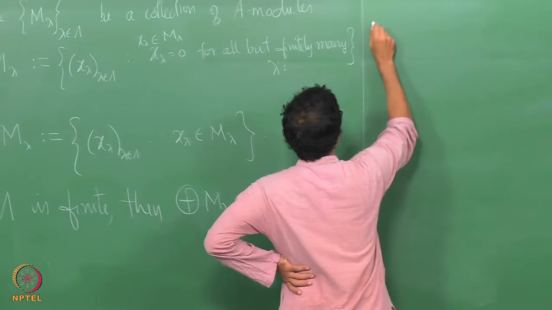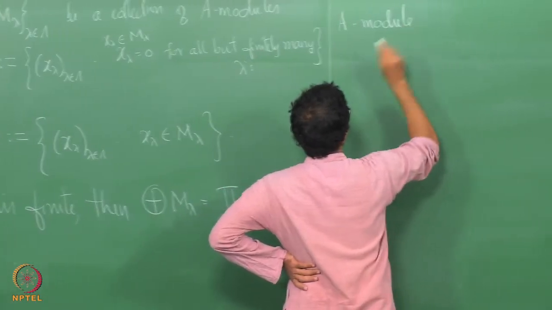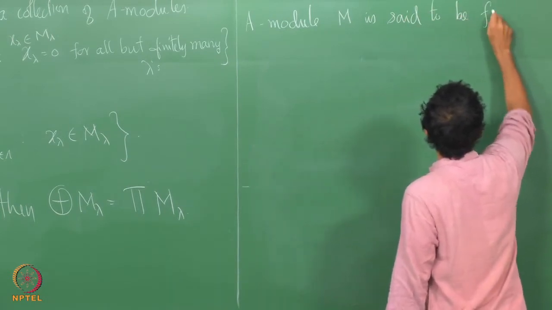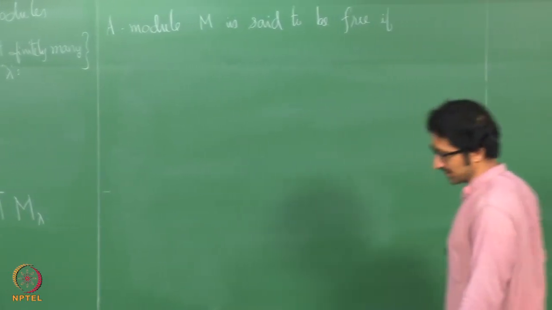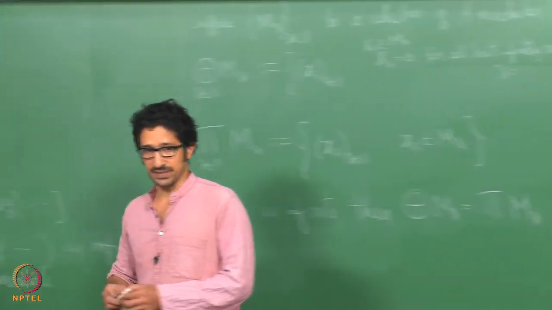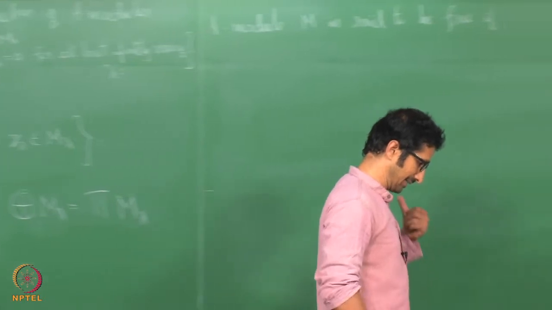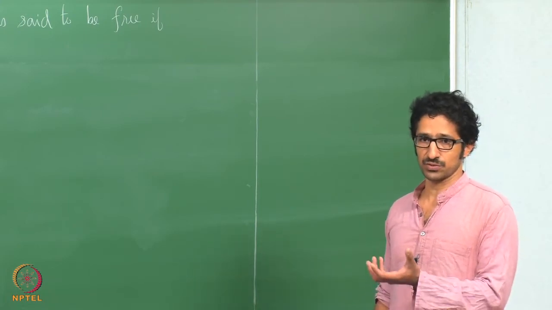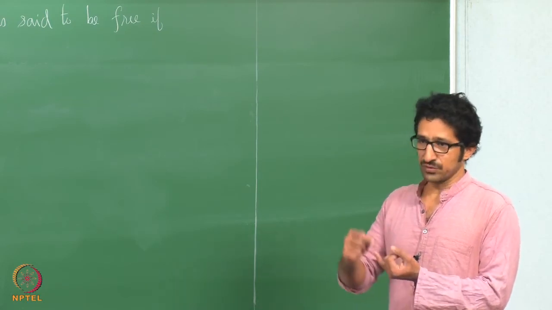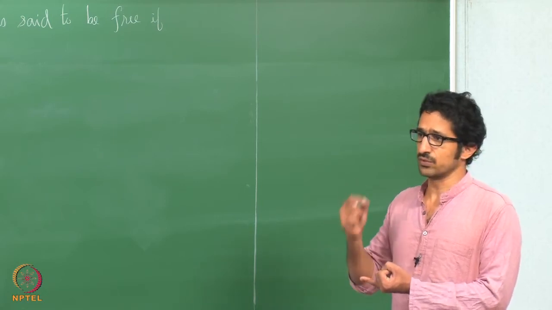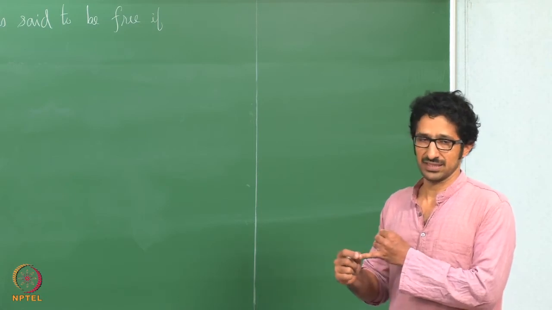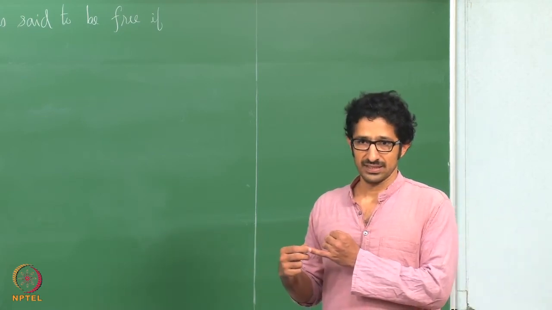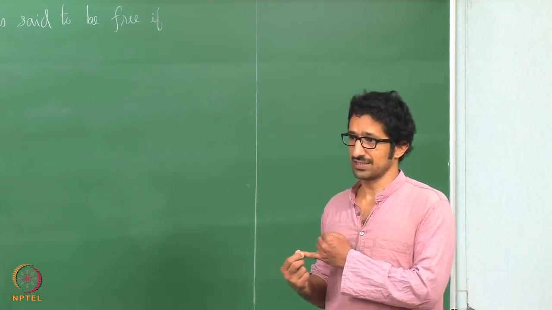A module M is said to be free if... so this is somewhat similar to the case of vector spaces. In the vector space theory, once you say it's a vector space over a field F, there is a unique integer or infinity assigned to it, right? Which is the cardinality of a minimal generating set or a maximal linearly independent set. But in the case of modules, we have already seen that there is nothing like that.